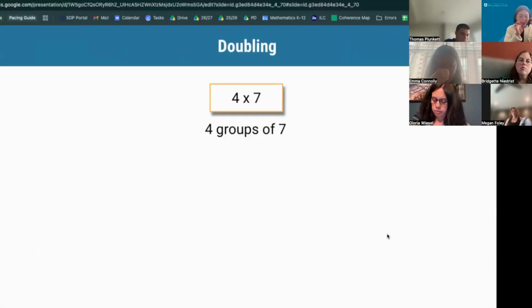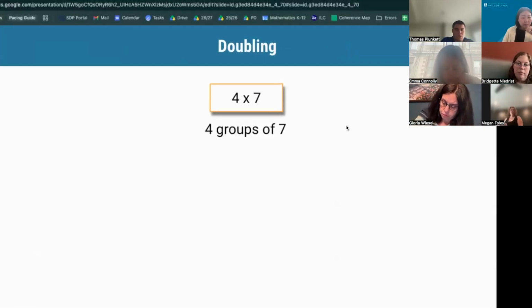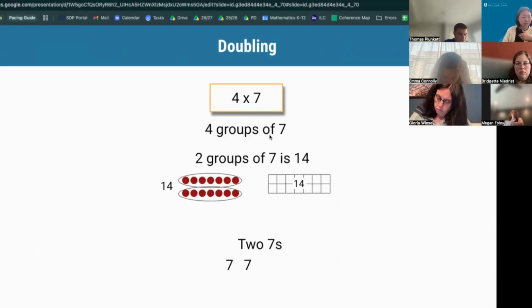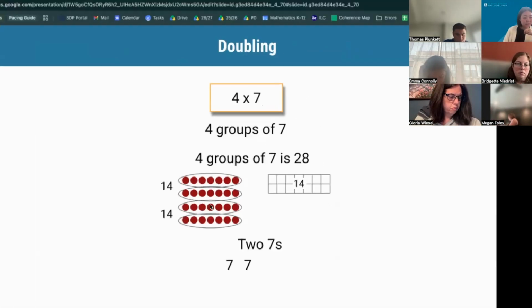Remember, these derived fact strategies are for those ones that were in the white squares. When we think about 4 times 7, yes, we want students to know that we could read this as 4 times 7, but we also want them to see this as 4 groups of 7, because that's really going to help when they think about derived fact strategies. Remember, our 2 times table is our foundational fact. So if they know that 2 times 7, or 2 groups of 7, is 14, and they use a doubling strategy, they can double 14 to get 4 groups of 7.